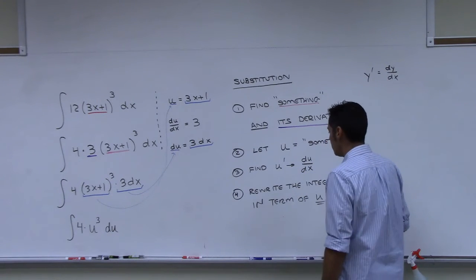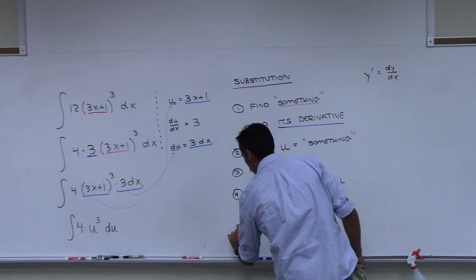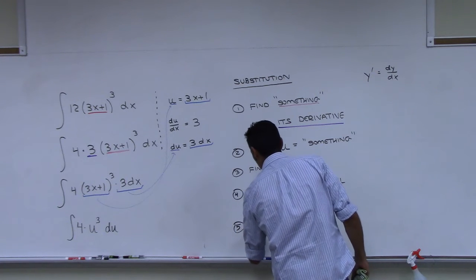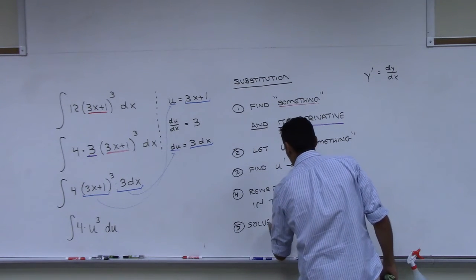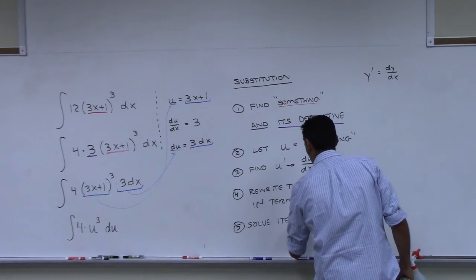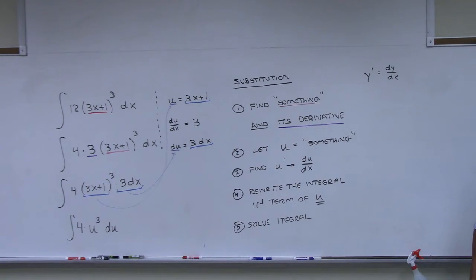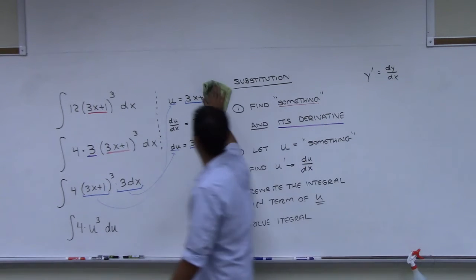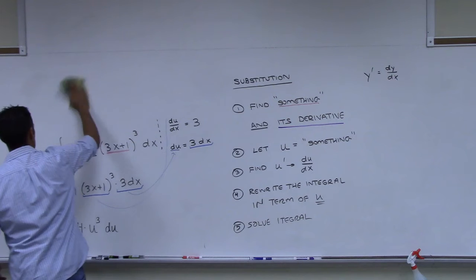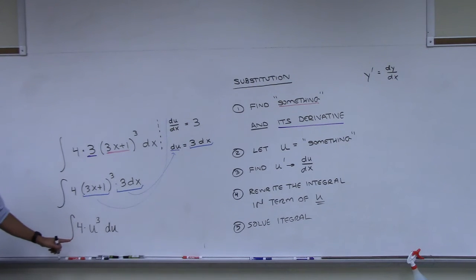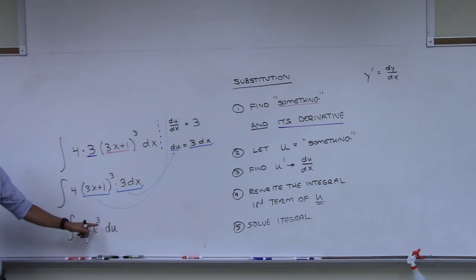Now at this point, step 5, we're going to solve the integral. In other words, we're going to find the antiderivative. Okay, so on my step 6, which I'll put up here, what is the antiderivative of 4u cubed?